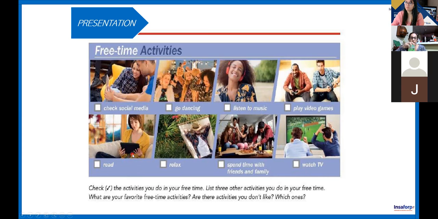Read and listen to music. Read and listen to music. What type of music do you listen to? ¿Qué tipo de música? What type of music? ¿Cómo se dice? Chanchona. Chanchona. Let's stay with chanchona. Okay. Chanchona music. I'm gonna look for that. This is the first time I listen to chanchona. Okay. What songs? ¿Cuáles canciones? What songs do you listen to that are chanchonas?